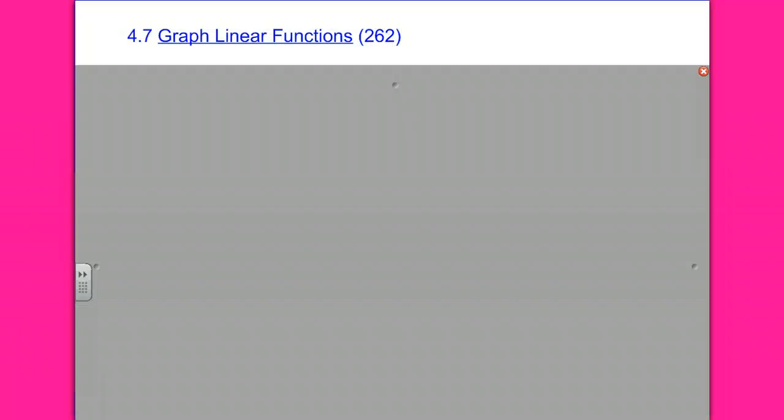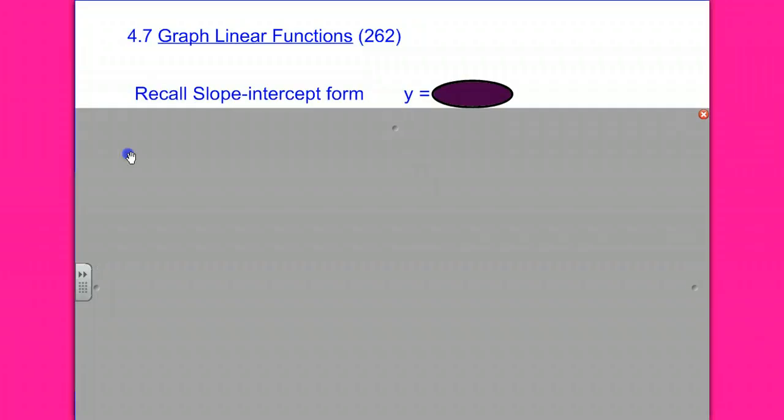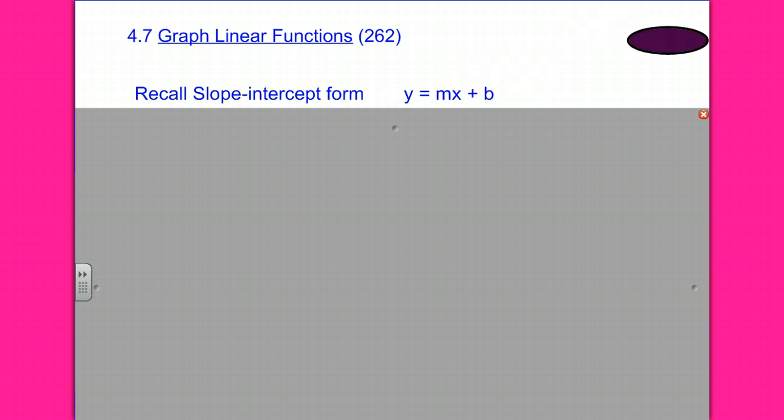In this final section on graphing linear equations, we're going to use the same sort of graphing we've been using, which is mostly slope-intercept form. It's just that there is a different way we can look at a linear equation. So recall slope-intercept form. And let's say together, y equals mx plus b. Good. Okay, so we love that form.